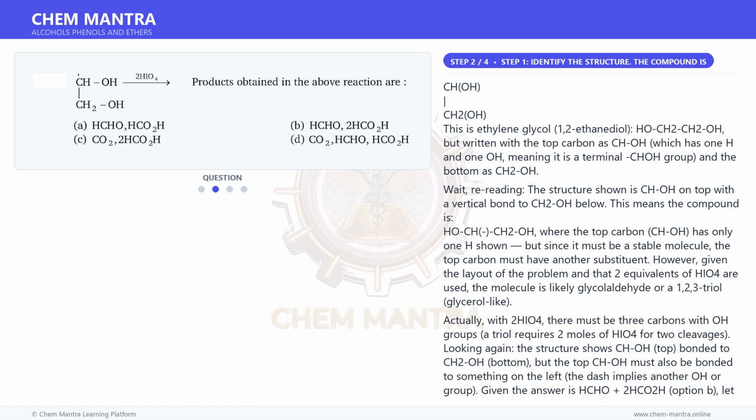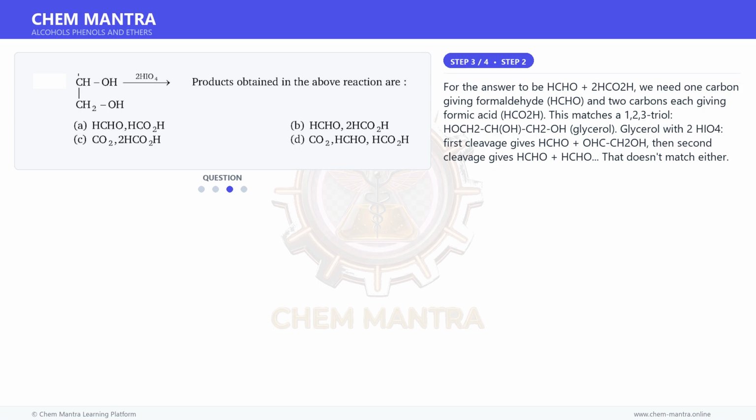A triol requires 2 moles of HIO4 for 2 cleavages. Looking again, the structure shows CHO, top, bonded to CH2OH, bottom, but the top CHO must also be bonded to something on the left. The dash implies another OH group. Given the answer is HCHO plus 2 HCO2H, option B, let us work backward. Moving on to the next step.